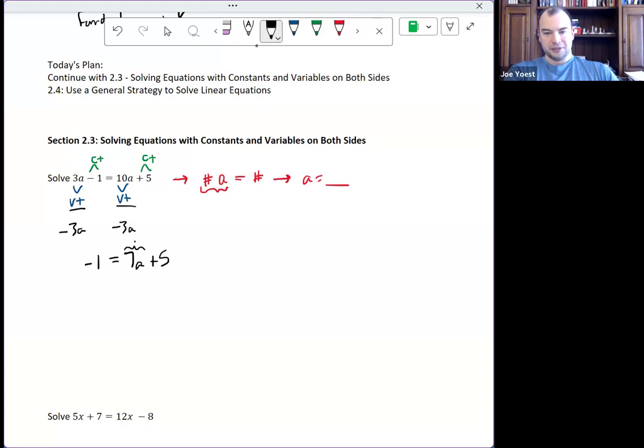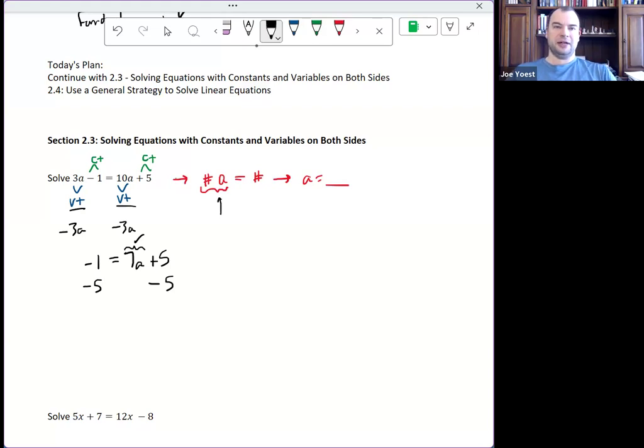But I've got my single variable term now. And now my goal is to isolate that variable term. To get that variable term by itself, I want 7a equals number. That 7a has a plus 5 attached to it. And of course, I move the 5 by subtracting 5 from both sides of the equation. Always remember the most important aspect of any of these equation solving steps is if I do something to one side, I have to do it to the other side.